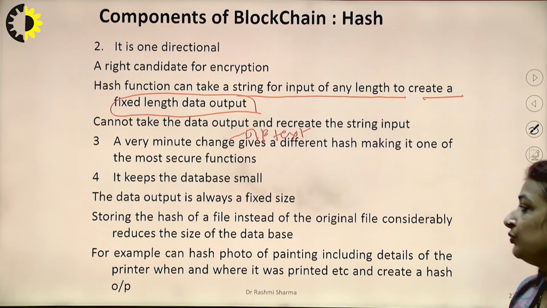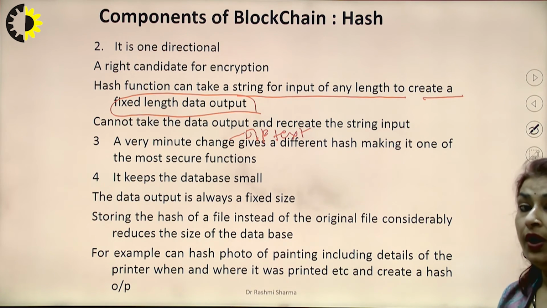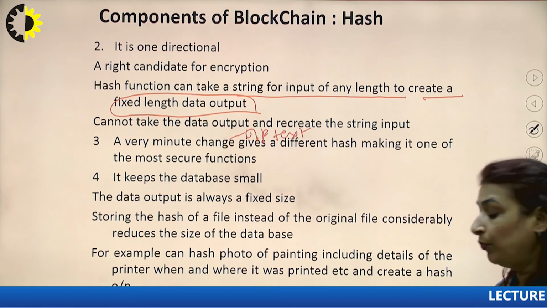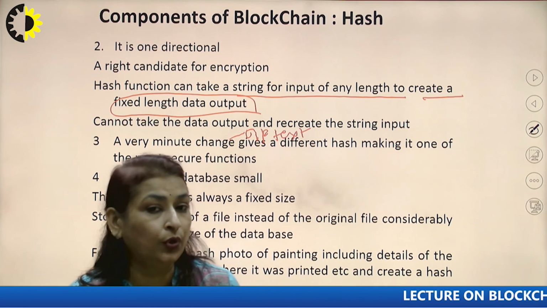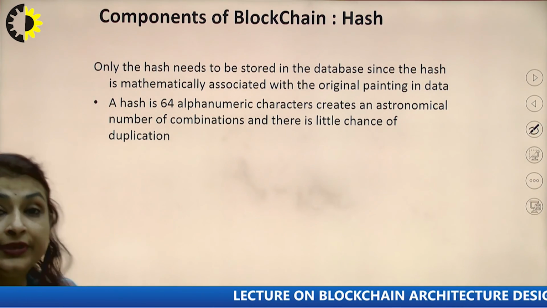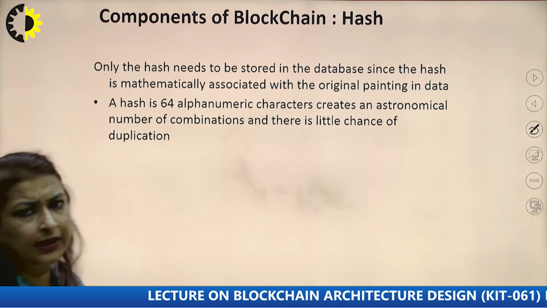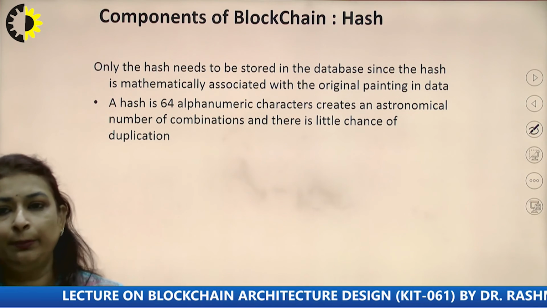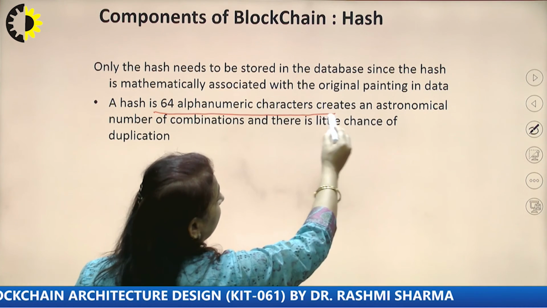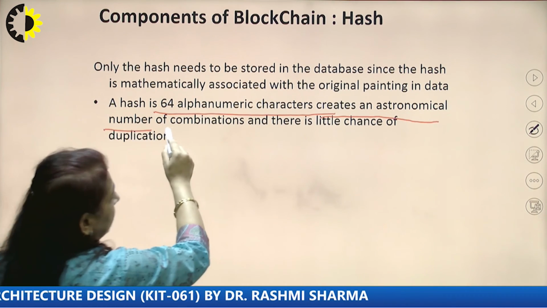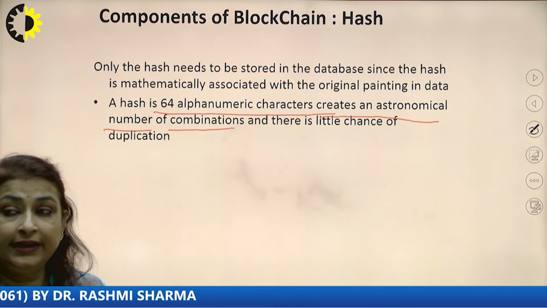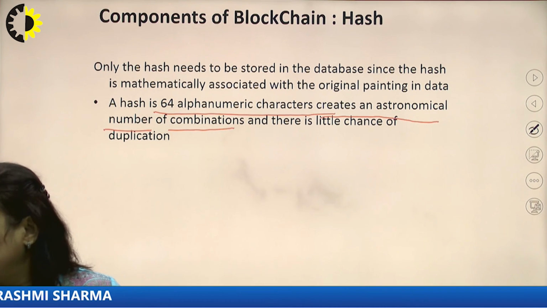For example, if I have to store an original photo along with the signature, it would be saved in the form of 256 bits only. Not more data would be required to save that particular photo along with the signature of the person who has created it. So only the hash needs to be stored in the database, since the hash is mathematically associated with the original data. A hash is a 64-character alphanumeric string, which creates an astronomical number of combinations, and a little change in the data creates a different hash.